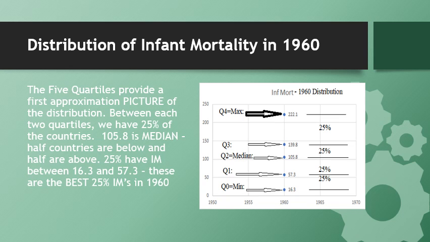It doesn't tell us anything about any single country. The distribution does not tell us which country had the smallest infant mortality and which country had the largest, although we can go back to the data set and figure it out.